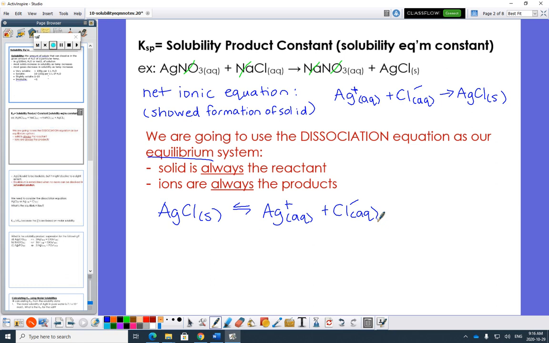Eventually what we're going to do, because it's equilibrium, is write an equilibrium law. So the charge doesn't necessarily matter, okay? However, depending on what the formula is, there could be coefficients out front, which then of course become the exponents. So you do need to pay attention to that, okay? So we'll do a couple of examples.